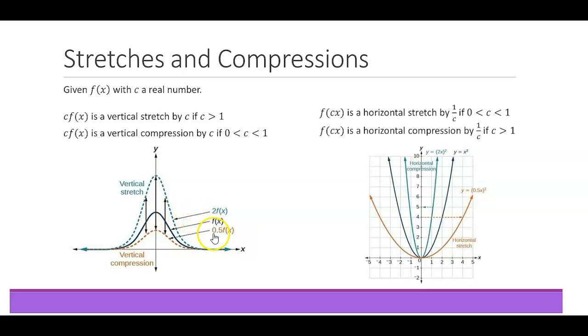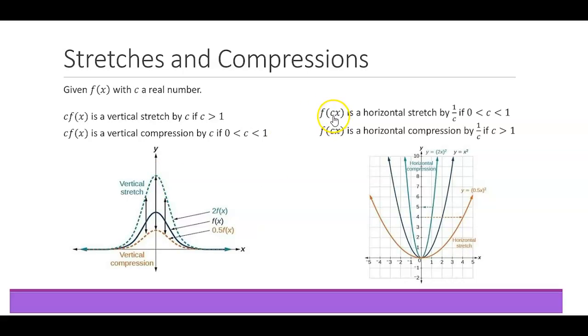And if I consider 0.5 times f of x, so I'm multiplying still, but by a number between 0 and 1, so I'm halving all of those y values. Now my vertical compression graph is underneath that original function because I'm cutting all the y values in half versus doubling all of my y values.